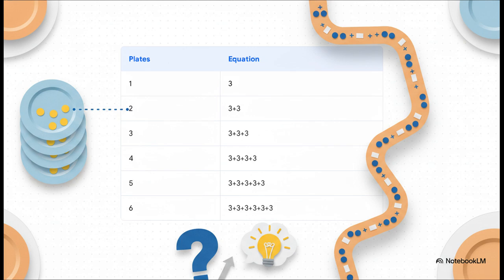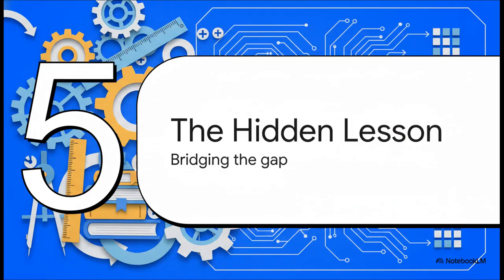And this progression makes it painfully obvious to the learner why math eventually needs a faster, more efficient path than basic repeated counting. The problem itself is actually creating the desire for a much better tool. And that perfectly sets up Section 5, the hidden lesson.